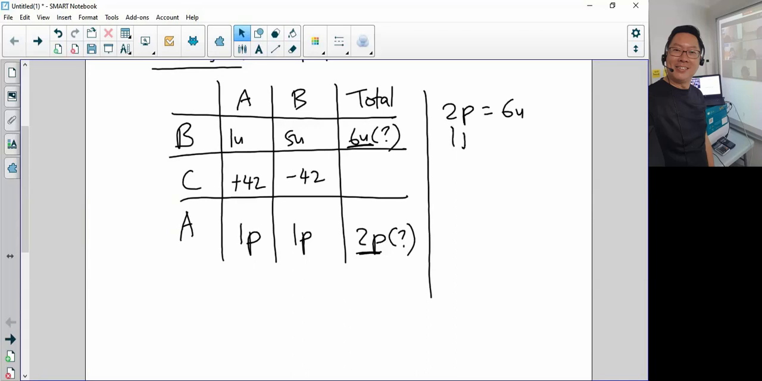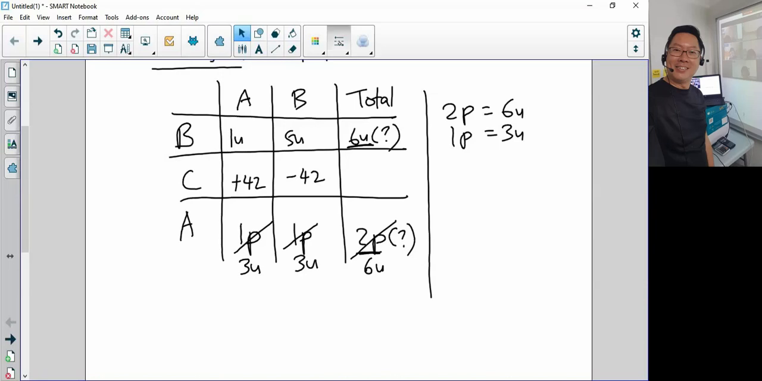So 1 part is 6 divided by 2. 1 part is 3 units. That is what we always try to do in our syllabus. We try to get the value of 1 part or 1 unit. Once we know that 1 part is 3 units, then what happens? 1 part, 3 units, 1 part, 3 units, and the total in the end will be 6 units. So the total is the same at first and after.